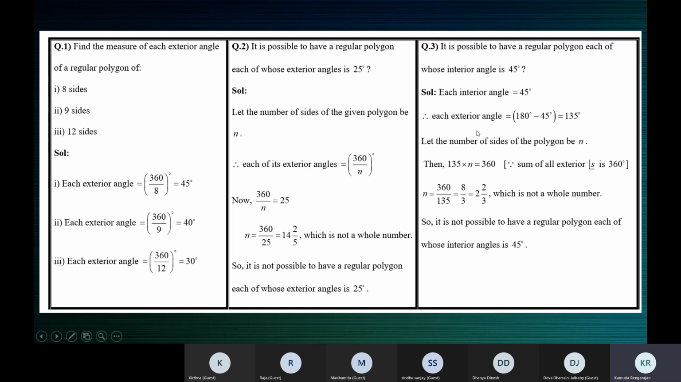See, this angle itself is not possible. If supposing this is the interior angle, then its exterior angle will be this. But when you take this as the exterior angle and work, you're not getting an acceptable value for n. So that means this interior angle is not possible. This exterior angle is also not possible.